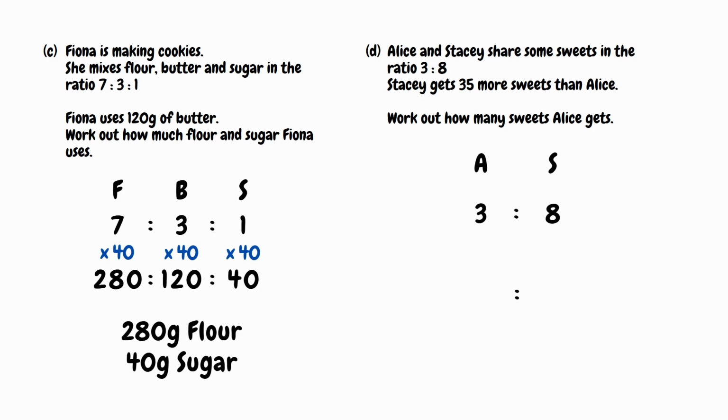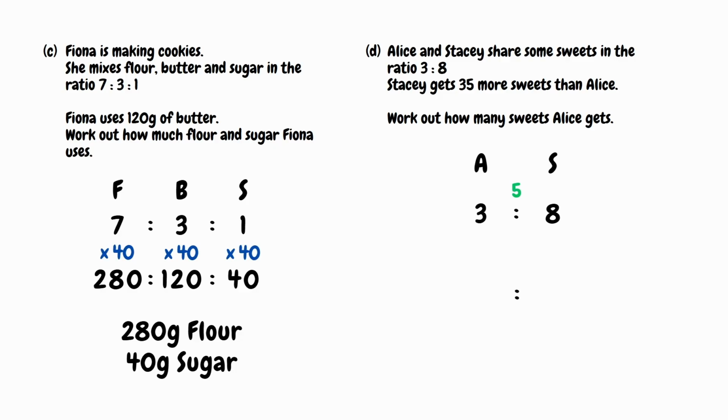So in this question, we're not told how many sweets an individual person receives, and we're not told how many sweets they receive in total. We're actually told that Stacey gets 35 more sweets than Alice. So to create my equivalent ratio here, I actually need to look and see how many more parts that Stacey receives than Alice. While looking at our ratio, we can see that Alice has 3 parts and Stacey has 8 parts. So in our ratio, we can see that Stacey has 5 more parts than Alice. And this is what we can now use to find our equivalent ratio.